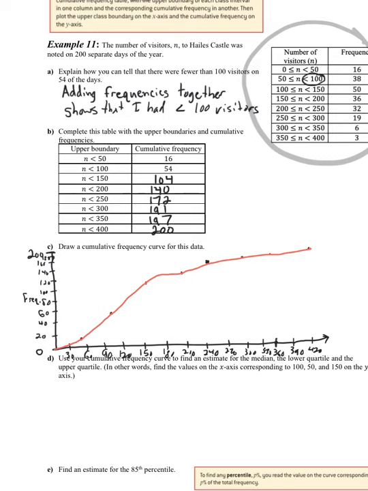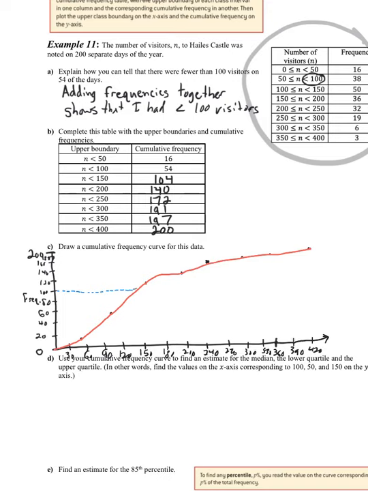Okay, and then it says use your cumulative frequency curve to find an estimate for the median, the lower quartile, and the upper quartile. So we're basically looking for the halfway point, halfway through our data, and then we're going to look for half of that, upper and lower. So the way we do this, halfway again, we're looking for the frequency of 100.